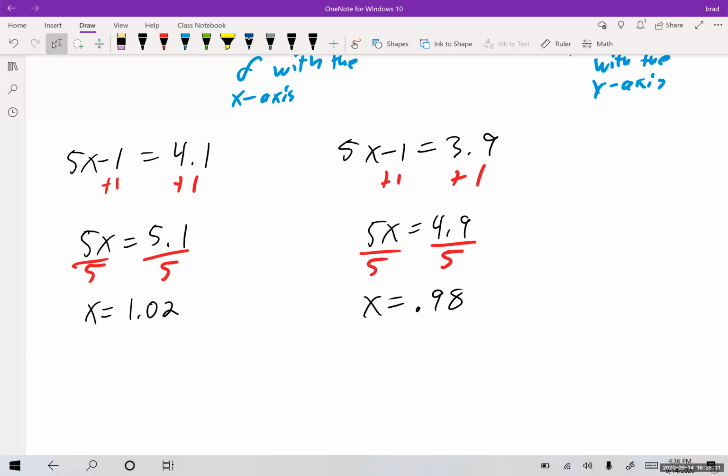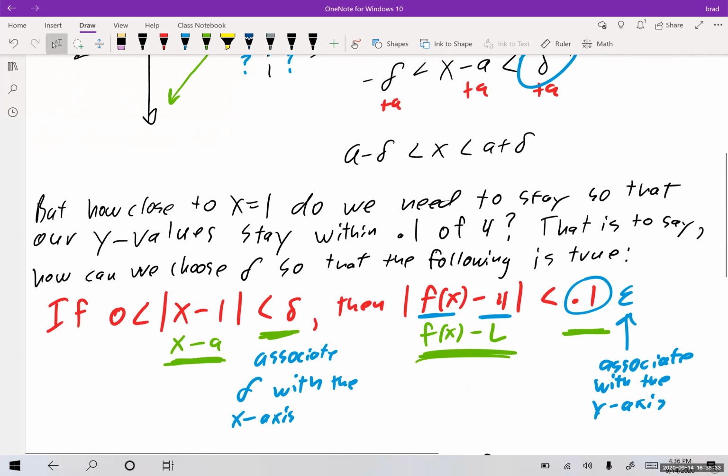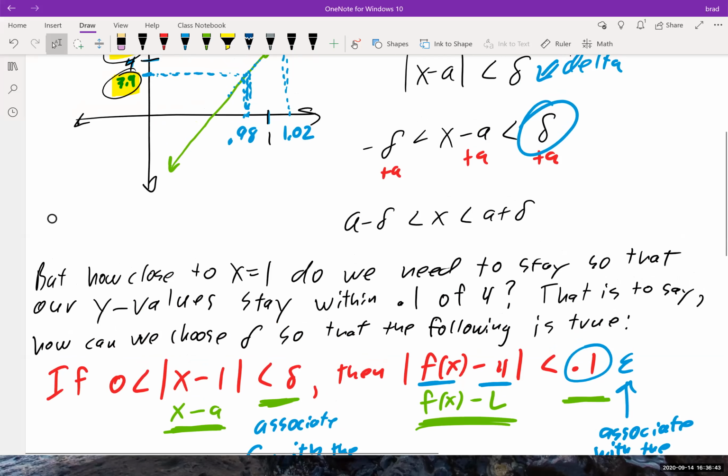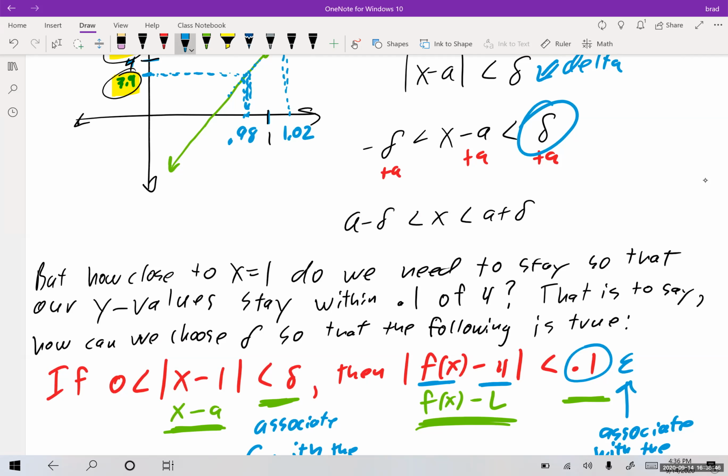So now what we're saying is that instead of having question marks here, I actually know these numbers. This is actually 0.98, and this is actually 1.02. Okay, now I want you to think about this. How far did I have to walk to go from 1 to 1.02? And how far did I have to walk to go from 1 to 0.98? I had to walk a distance of 0.02. So that means delta is worth 0.02.